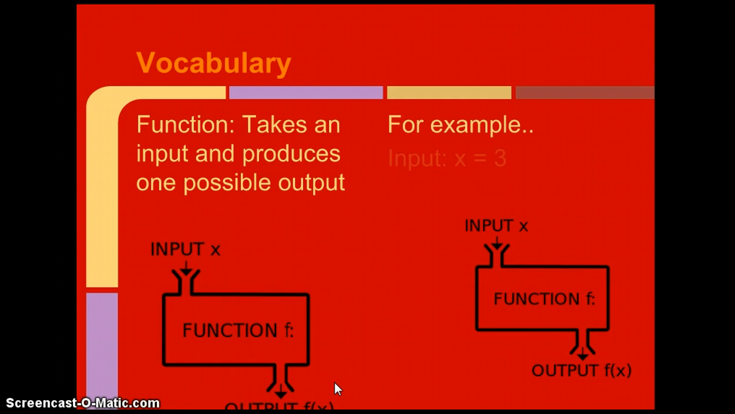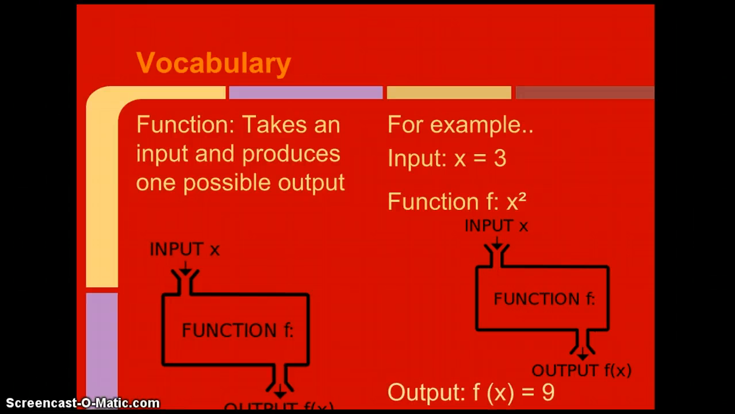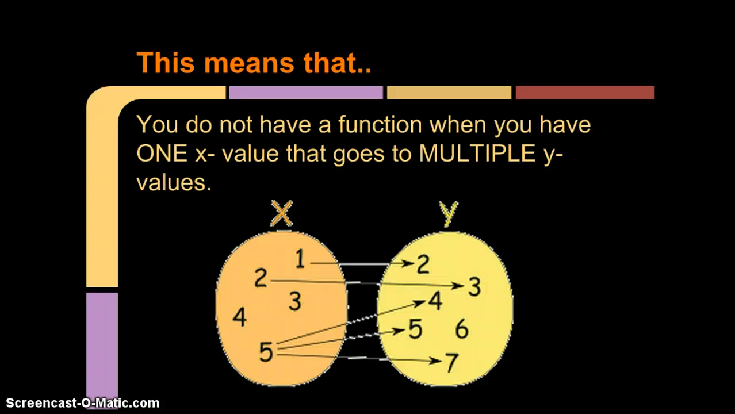For example, you have an input of x equals 3 and a function of x squared. You put in your input, which will be 3, into the function, which will then be 3 squared, and you'll get an output of 9. This also means that you do not have a function when you have one x value that goes to multiple y values. If you look at the x value of 5 here, you can see that it does not have one unique y value. 5 goes onto 4, 5, and 7 of the y values.